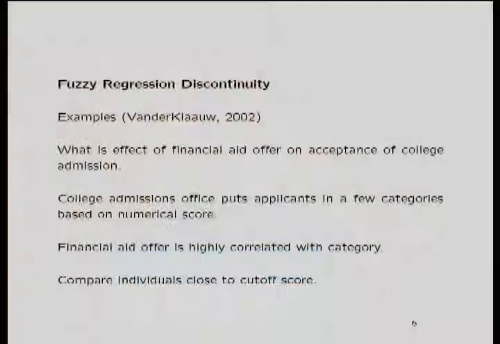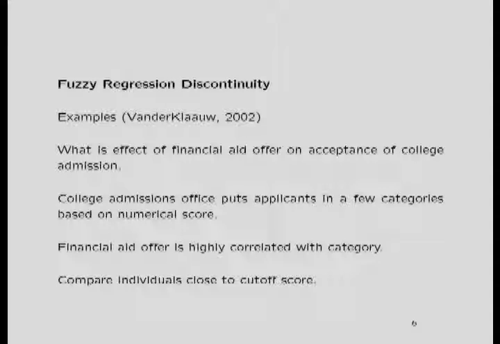The second example is this fuzzy regression discontinuity case. There, I want to partly use the Van der Klaauw example a couple of times to illustrate some of the issues. So he's interested in the effect of a financial aid offer by a college on whether the individuals admitted actually accept their offer.